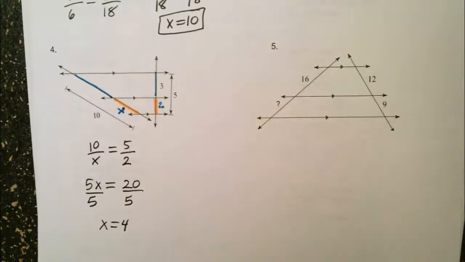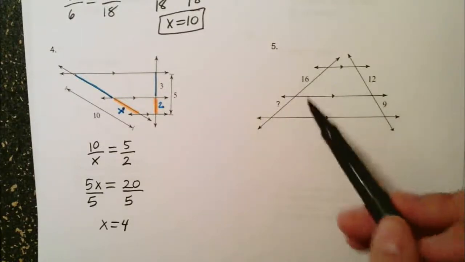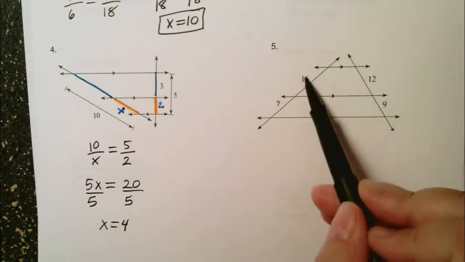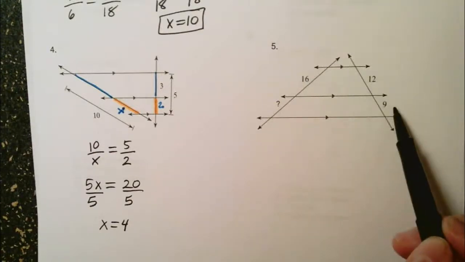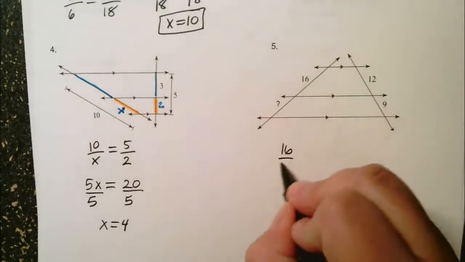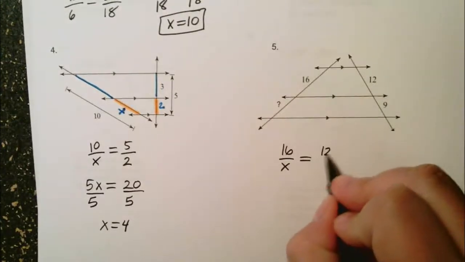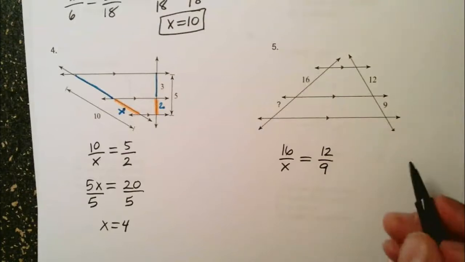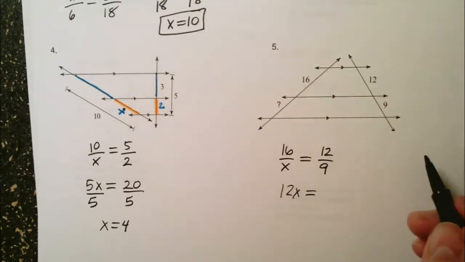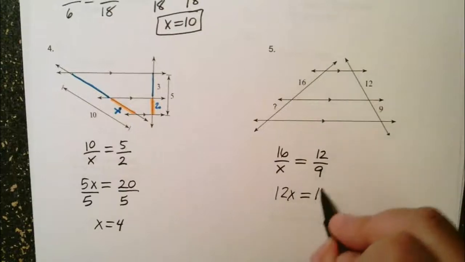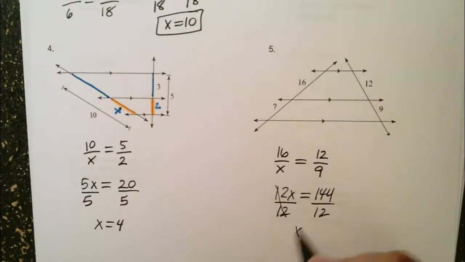And finally, this one is more the way we're used to looking at it. Instead of adding up and talking about a whole side versus a piece of a side, they're all pieces. So I would just say piece over here equals piece over piece on the other side. 16 over X, I'm using X instead of a question mark, equals 12 over 9. And then I have 12 times X equals 16 times 9, which is 144. And that goes very nicely because 144 is 12 times 12.